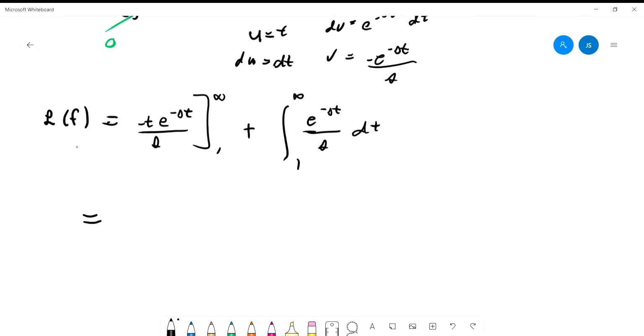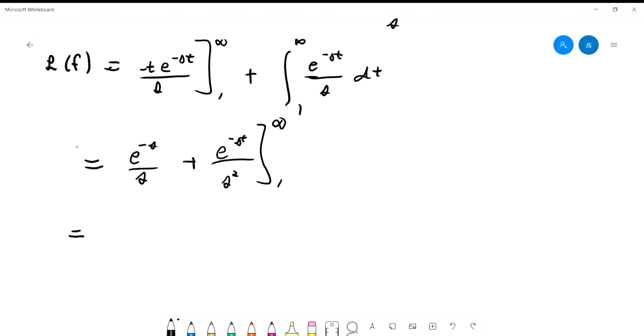All right. Now, as t goes to infinity, this first term is going to go to 0, and then we're going to evaluate it at 1 and subtract. When we evaluate this at 1, we get e to the minus s over s, and then we're subtracting because it's the lower limit, and so when we subtract that minus sign, it becomes a plus. So plus, and now this integral we can compute. It's just e to the minus st over s squared from 1 to infinity. And again, as t goes to infinity, the second term goes to 0. So we got e to the minus s over s. And then we're going to plug in 1 and subtract. So it's going to be minus e to the minus s over s squared.